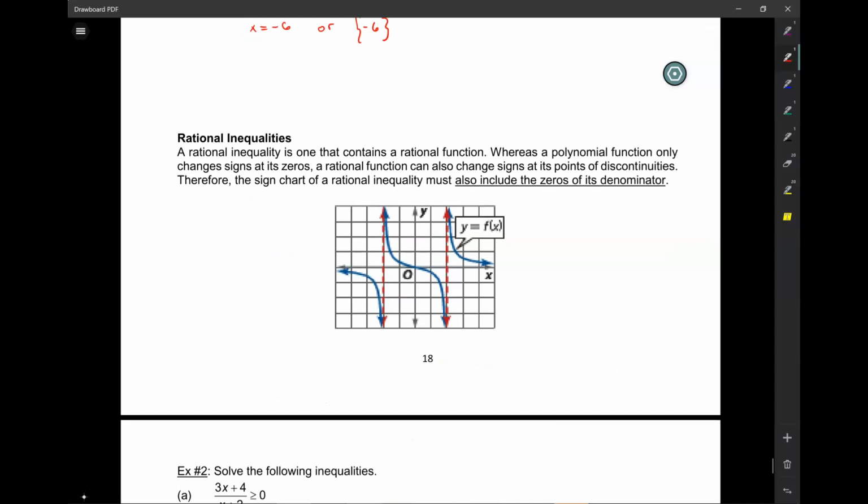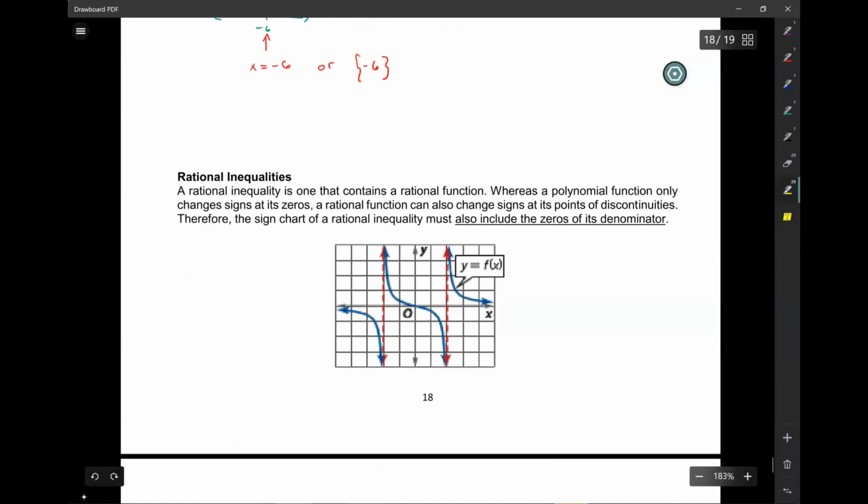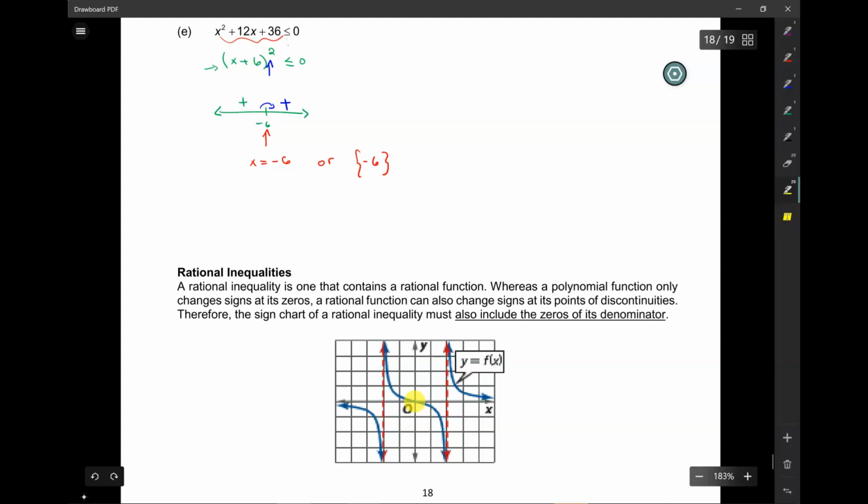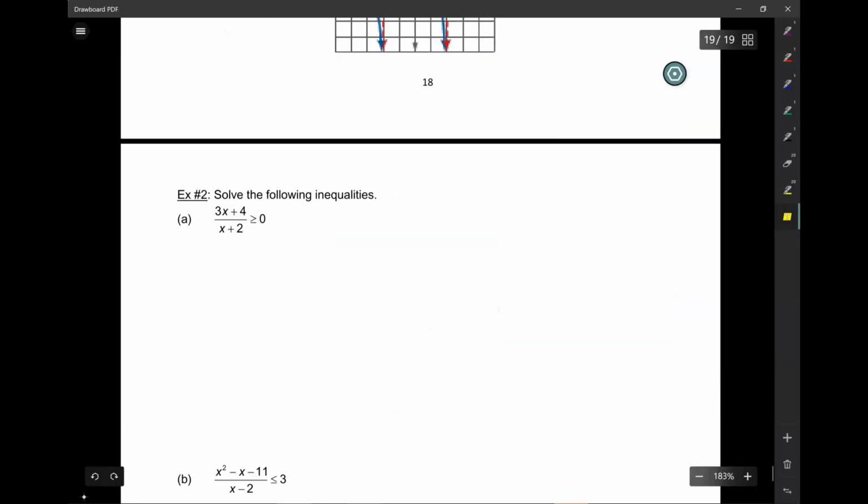Next, let's talk about some rational inequalities. If you have a rational function, it's basically the same exact thing, except one thing changes. Do you remember how before we talked about for polynomial functions, the graph changes sign at the x-intercepts? Well, for rational inequalities, it could also happen at the points of discontinuity. So all that means is on the number line, we also include the zeros of the denominator. That's all that means. Let's just do one, or two rather.